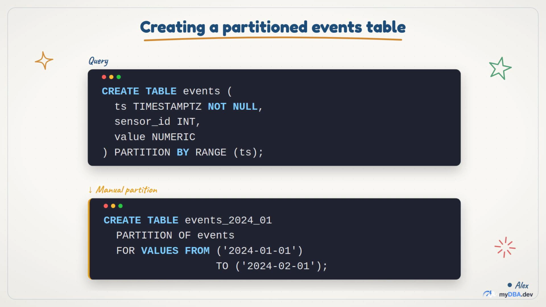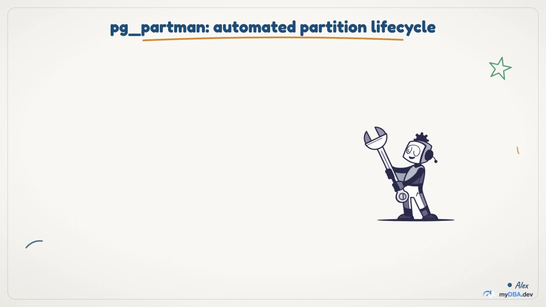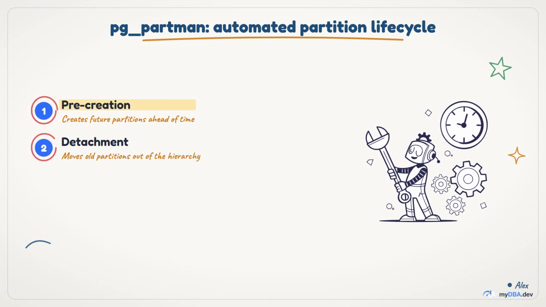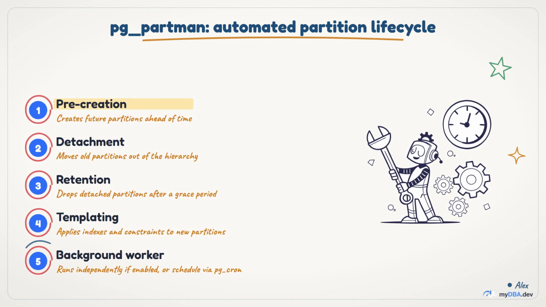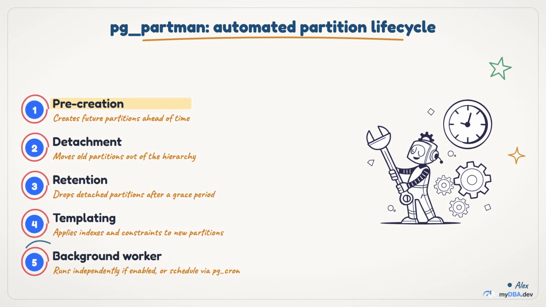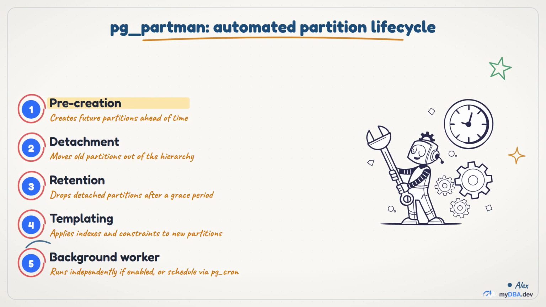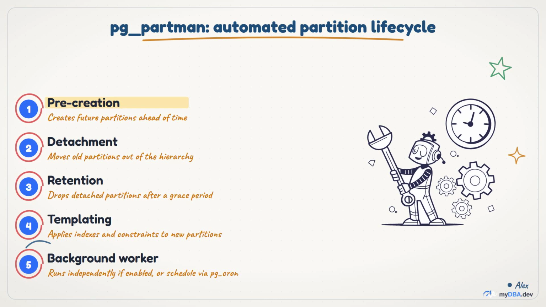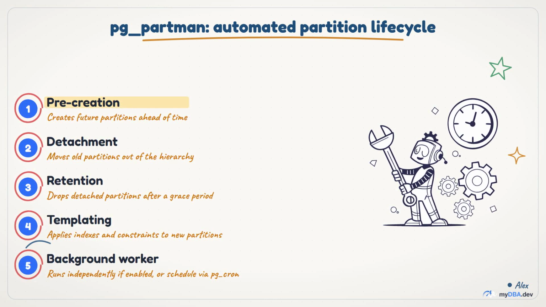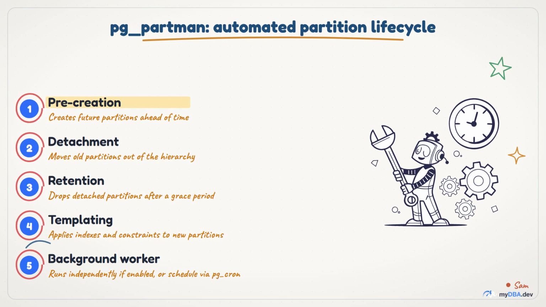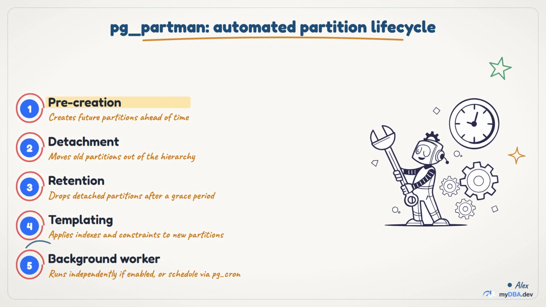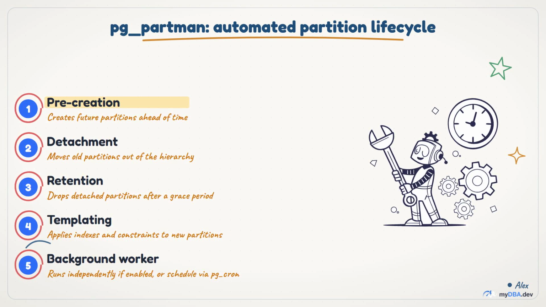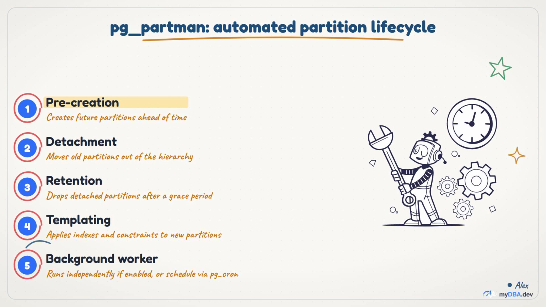You want pgpartment. pgpartment is an extension that manages the entire lifecycle. It pre-creates partitions so you never run out, detaches old ones, and drops them after a retention window. It also templates indexes and constraints from the parent to every new child, so they're always consistent. Does it run automatically, or do I call a function? You can schedule run maintenance proc through pg_cron, or use the background worker if you're on a platform that allows it. Either way, it's hands-off once you've got it configured.